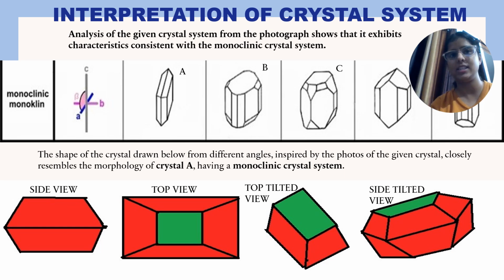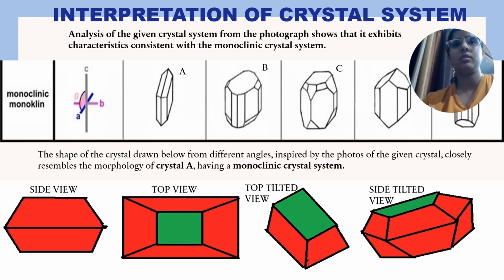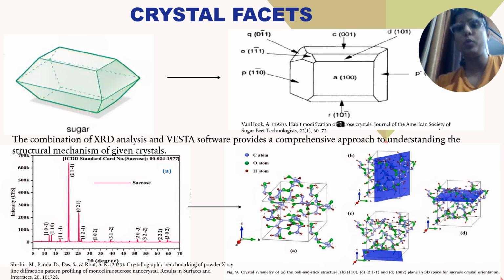And as we can see from this, this exact external morphology is shown in the crystal form or structure having a monoclinic crystal system. That is, the monoclinic crystal system can describe the entire symmetry of this crystal, I mean this crystal structure. Establishing that this is the monoclinic crystal system, let us analyze the crystal facets.